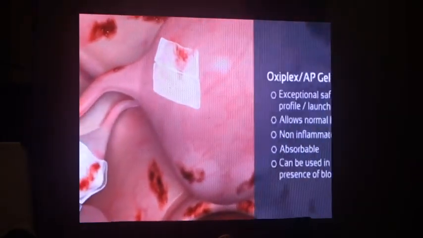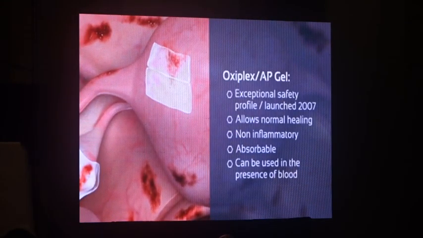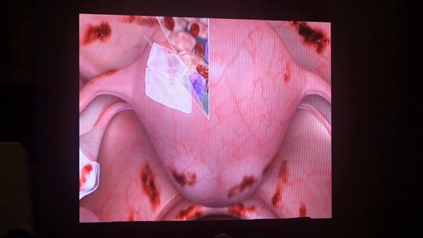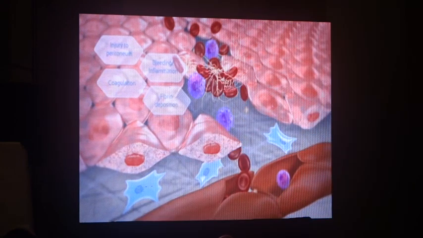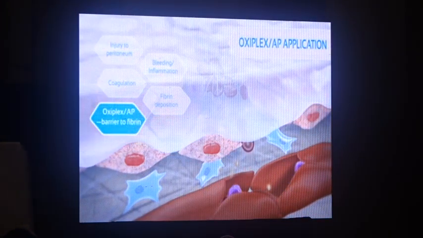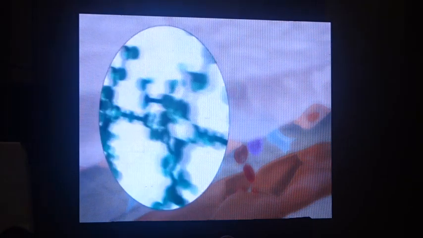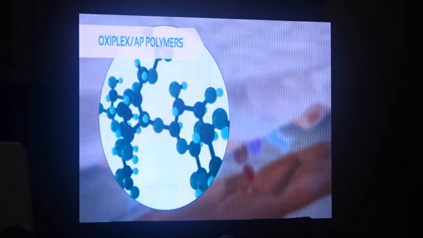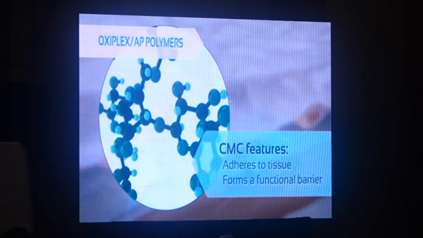Because it is gel in consistency, it doesn't spread. It's non-inflammatory, allows normal healing, it is absorbable, and it can be used in the presence of blood. So now we can see this animated video showing that there will be no adhesion formation as per the claim of the company.